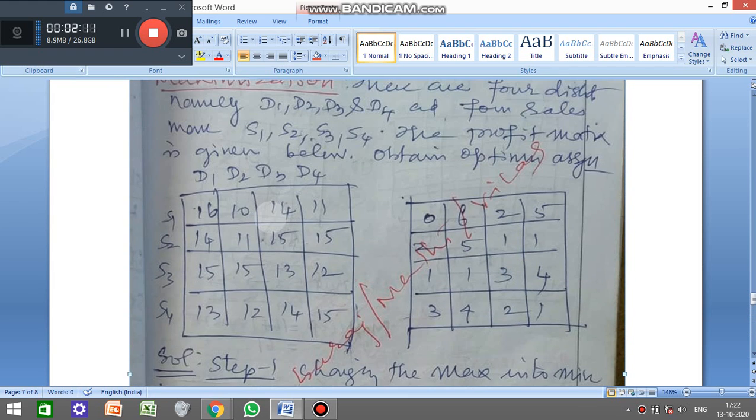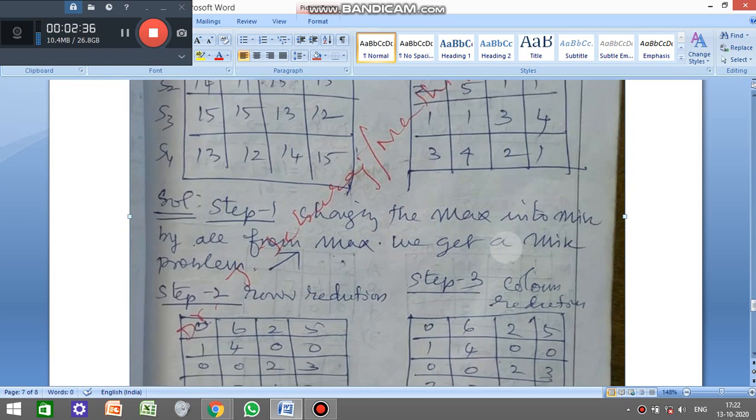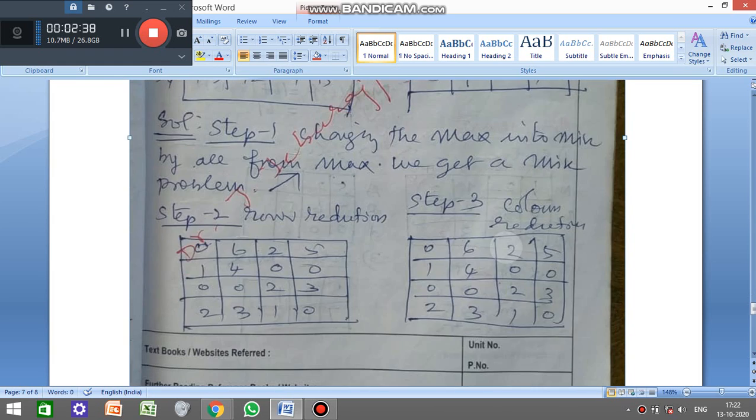Now the maximization problem becomes a minimization problem. How? By choosing the maximum number from the left side box, 16, and subtracting all other entries from this 16. This is very important. Subtract all the other entries from this maximum element, that is 16. So we will get this problem. Now it becomes a minimization problem. Yes, very good.